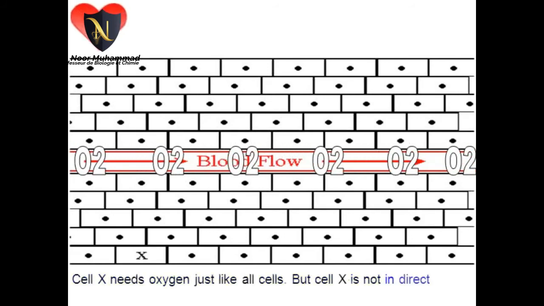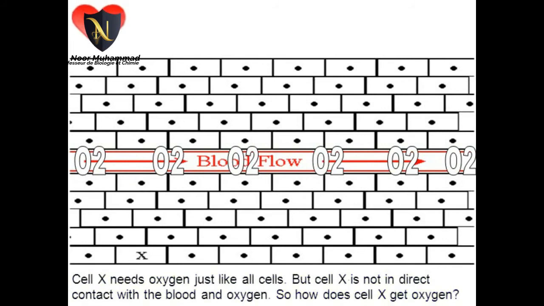And if I were to ask you, okay, find cell X at the bottom of the picture. Cell X is a cell just like every other cell. It needs oxygen. Notice how cell X is not in direct contact with the blood flow, with the bloodstream. So how the heck does cell X get oxygen?